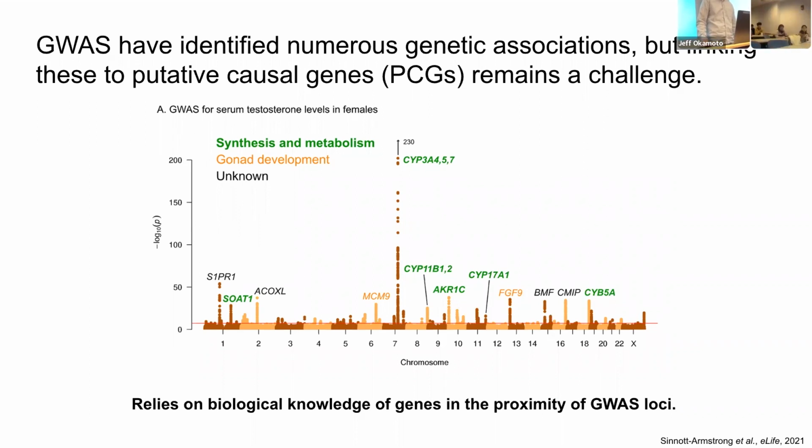Traditionally, this sort of path relies on biological knowledge of genes that are close to the GWAS loci. So for example, in this Manhattan plot here, you can see that the top GWAS hits have all been annotated based on previous biological knowledge.